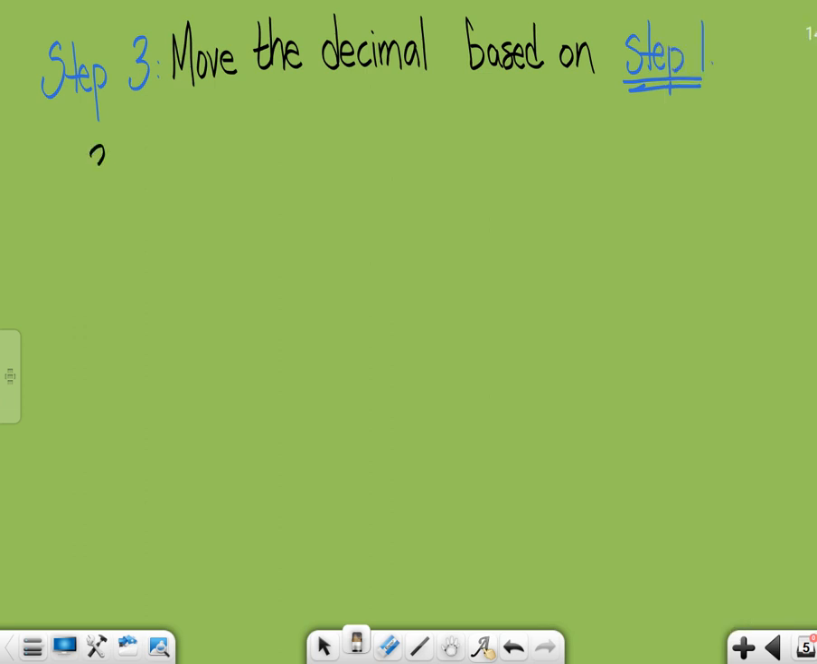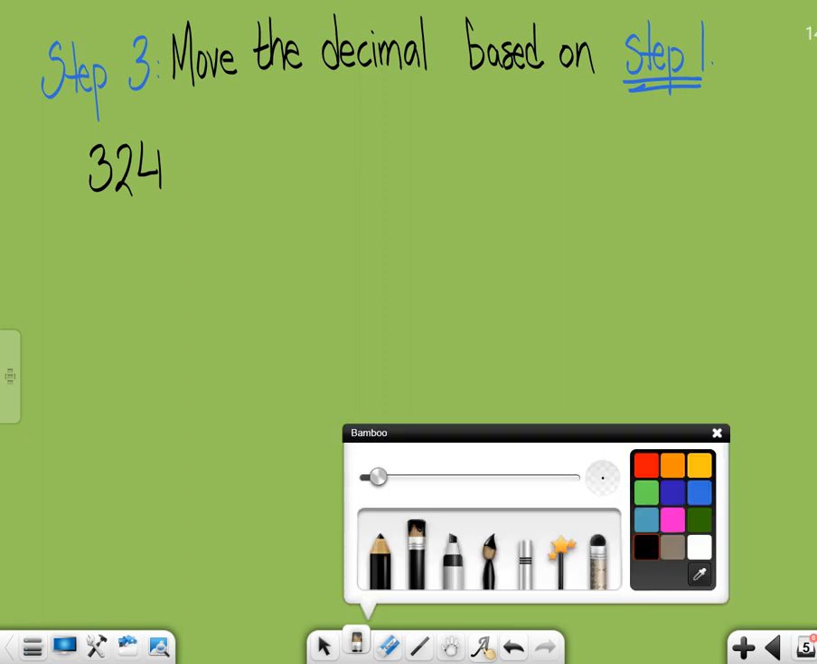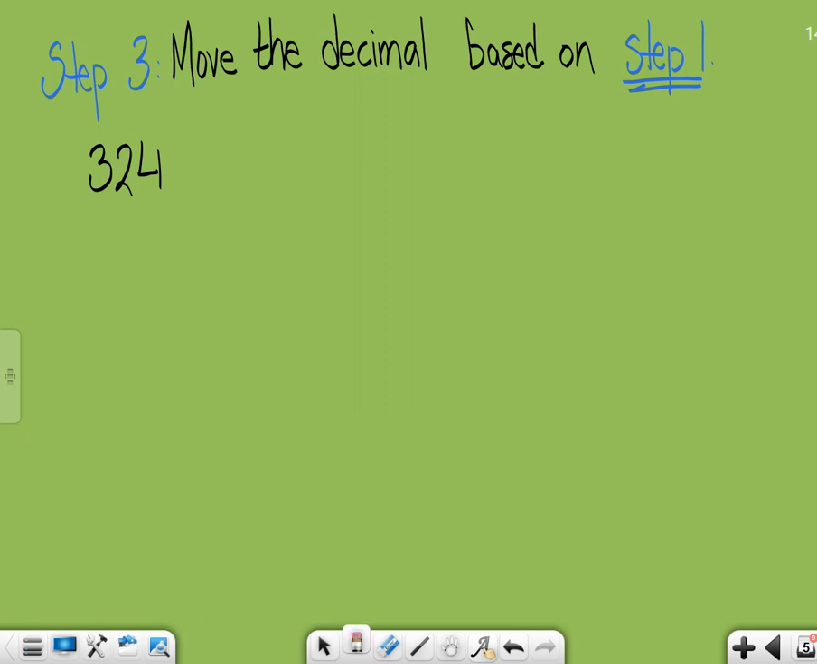So I'll write everything we've got. We had 324. Let's do pink. We put the invisible decimal, and now we need to start moving. So I had decided I need to move the decimal, or the Scoopies, to the left. So I need to move this decimal over 1 Scoopie to the left. And I'll put a little arrow. And that's where I stop.